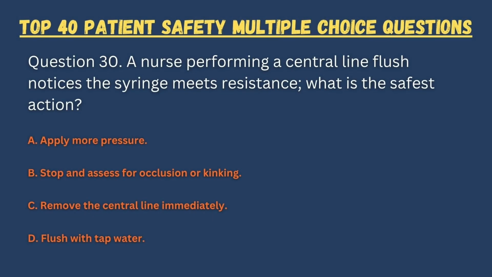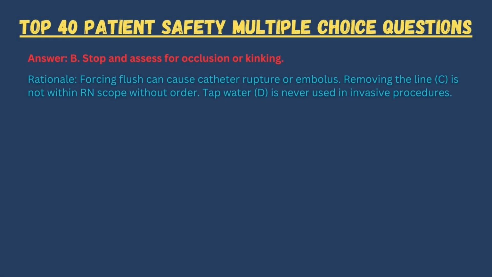Question 30. A nurse performing a central line flush notices the syringe meets resistance. What is the safest action? A. Apply more pressure. B. Stop and assess for occlusion or kinking. C. Remove the central line immediately. D. Flush with tap water. Answer. B. Stop and assess for occlusion or kinking.